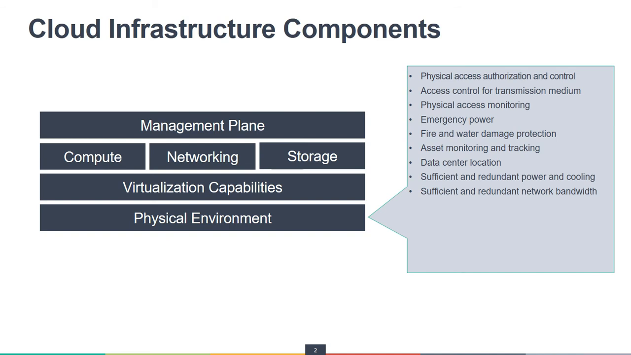Fire and water damage protection: we need to take care of fire and water damage to the data center. Asset monitoring and tracking: the cloud provider must keep track of each and every server and other hardware components, and also ensure that they remain in the authorized locations. Data center location is also an important aspect that we need to consider from the security point of view. Sufficient and redundant power supplies and cooling for the data center, and sufficient redundant network bandwidth. We need to maintain redundancy for the data center.